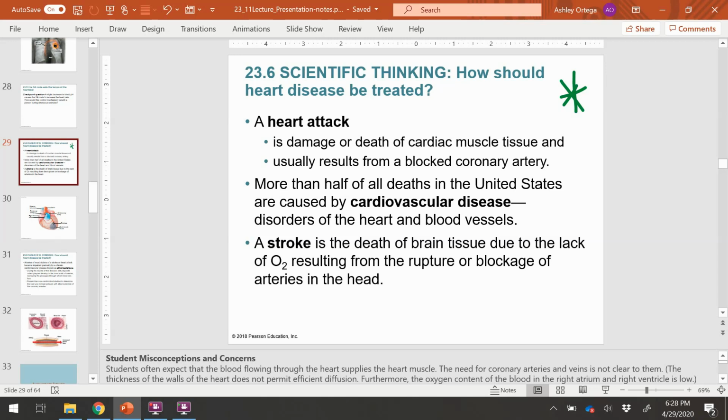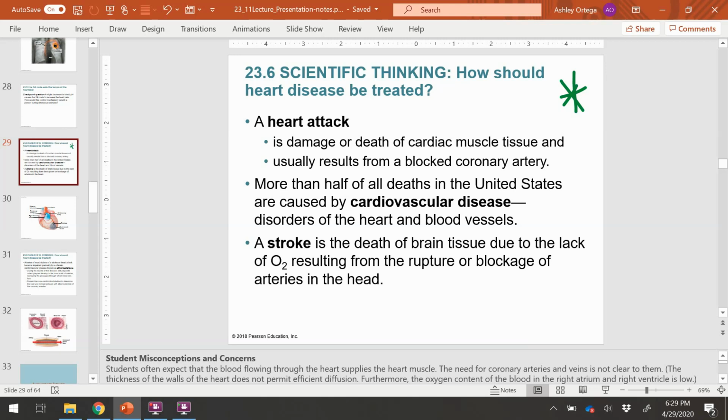And so more than half of the deaths in the United States are caused by cardiovascular disease, which can be disorders of the heart and blood vessels. So this encompasses a wide variety of illnesses. A stroke is defined as the death of brain tissue. And this is due to the lack of oxygen that usually results from a blockage or a rupture of arteries in the head. And so this can also be caused by the cardiovascular system, and so it can be classified as a cardiovascular disease.